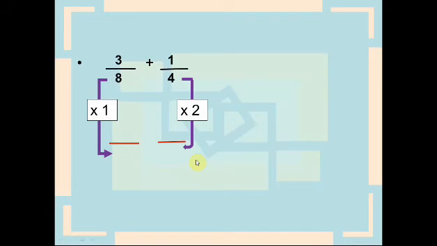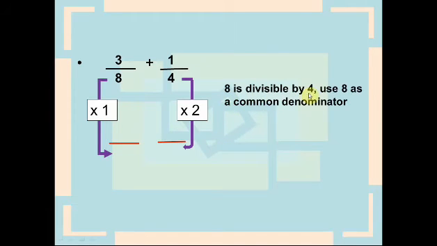Another example, 3 over 8 plus 1 over 4. 8 is divisible by 4. For that we use 8 as a common denominator. And 8 multiplied by 1 equals 8, and 4 multiplied by 2 equals 8.